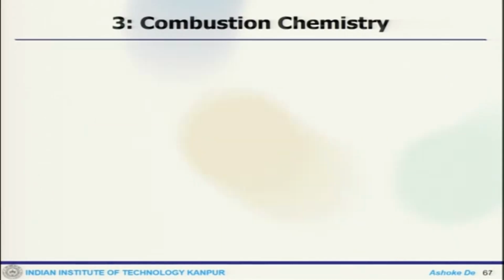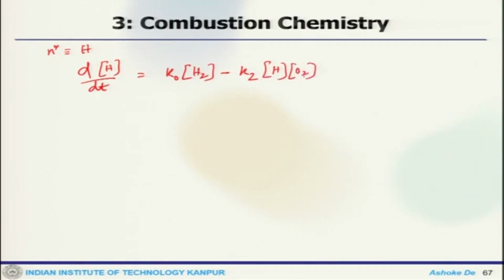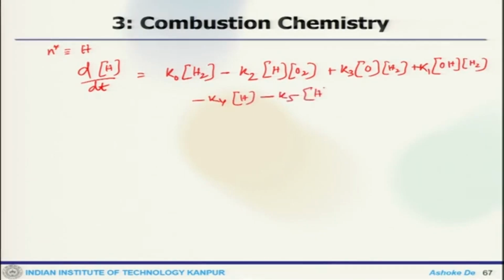Then you can find out the rate equation for this free radical density N star, which is taken as the same as H. So, your N star is here the H. That means we will find dH by dt equals K0 H2 minus K2 H O2 plus K3 O H2 plus K1 OH H2 minus K4 H minus K5 H O2 M.